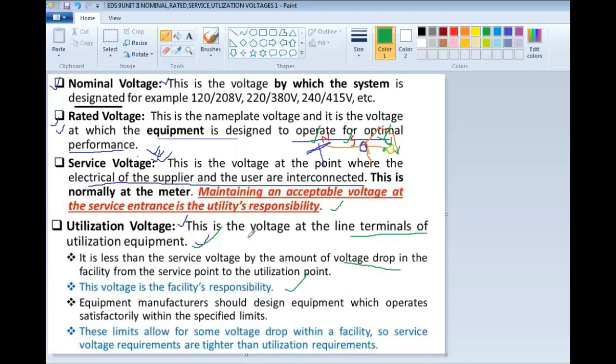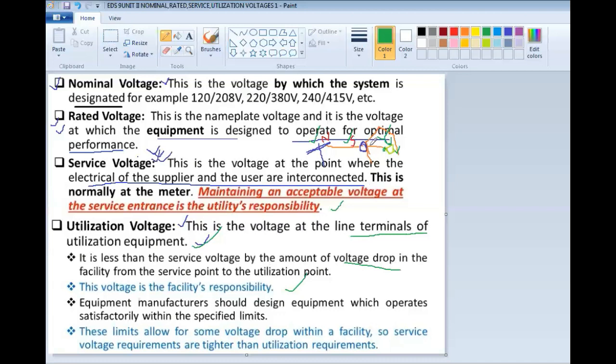Utilization voltage is the voltage at the line terminals of the utilization equipment. Let us consider this is the AC or refrigerator, and this is connected to the socket. Whatever voltage is available at that socket is called the utilization voltage. It is less than the service voltage by the amount of voltage drop in the facility from the service point to the utilization point.